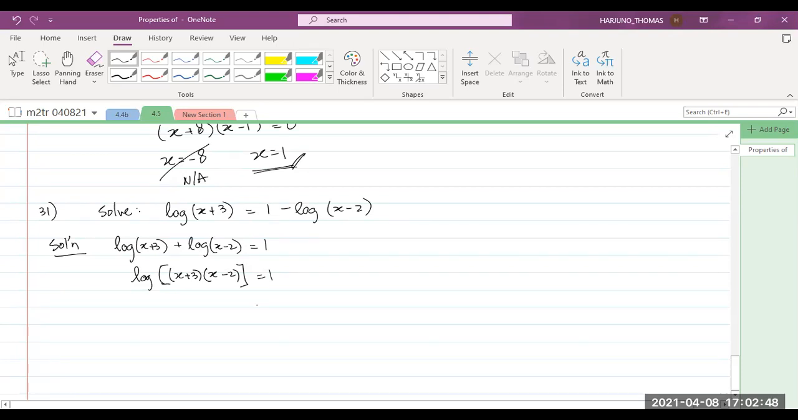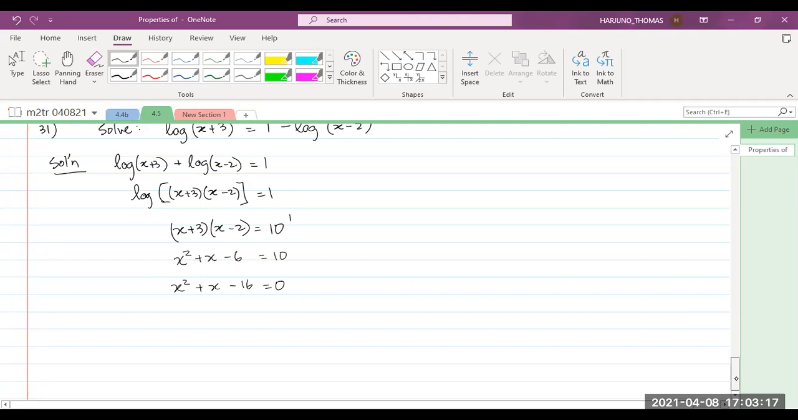Now the base is 10, so this is 10 to the 1, and the left-hand side is x plus 3 times x minus 2. So I change from log form into exponential form. Then I solve this. I don't think this is factorable, so I proceed with the formula. The discriminant is b squared minus 4ac.